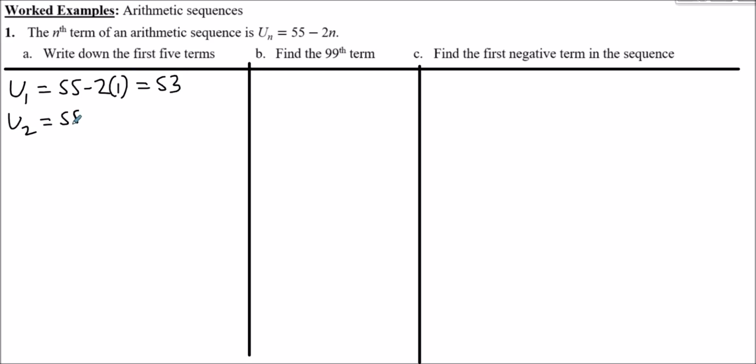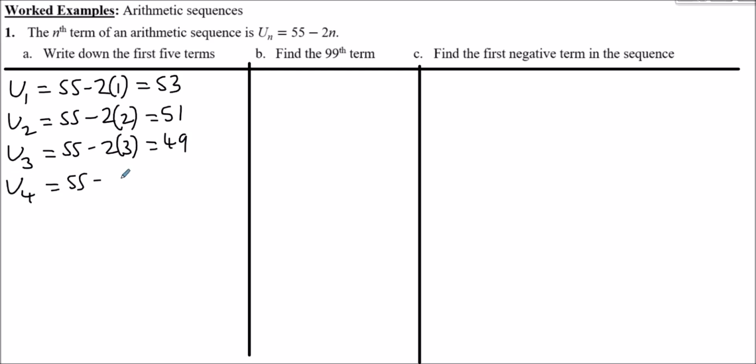u2, that's 55 minus 2 times 2, which will be 51. u3, 55 minus 2 times 3, which is 49. u4, 55 minus 2 times 4, you've got the idea by now, I'm hoping, that's going to be 47. And finally u5, 55 minus 2 times 5, which is 45.